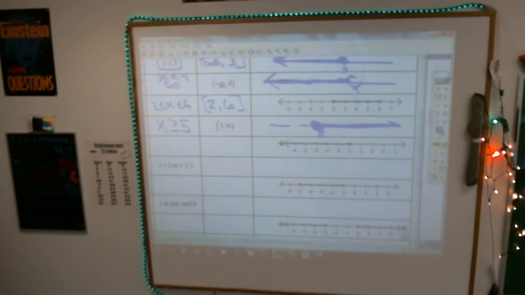Wait, could it be 5 is less than or equal to x? 5 is less than, no, we never, the variable always goes on the left in inequalities. Otherwise, people get really, really confused. Like me. And that is the swarm.